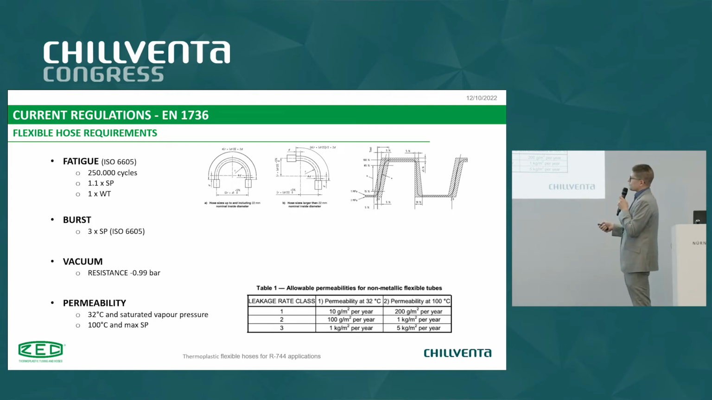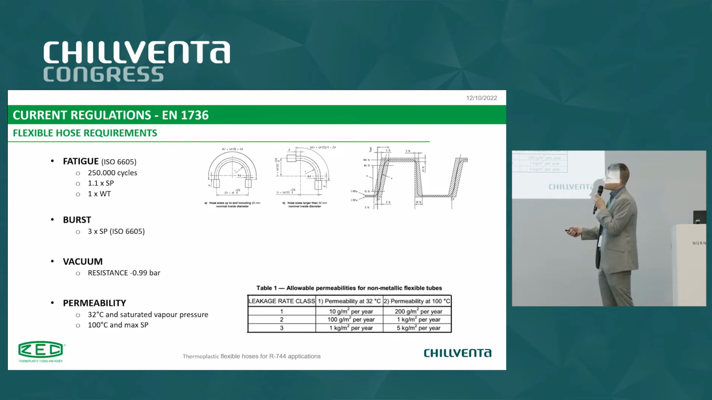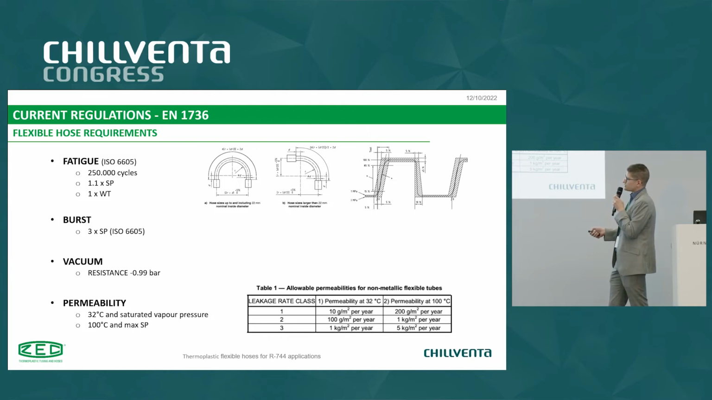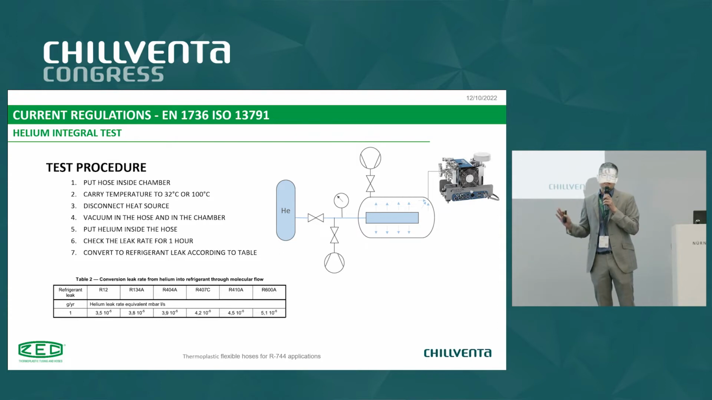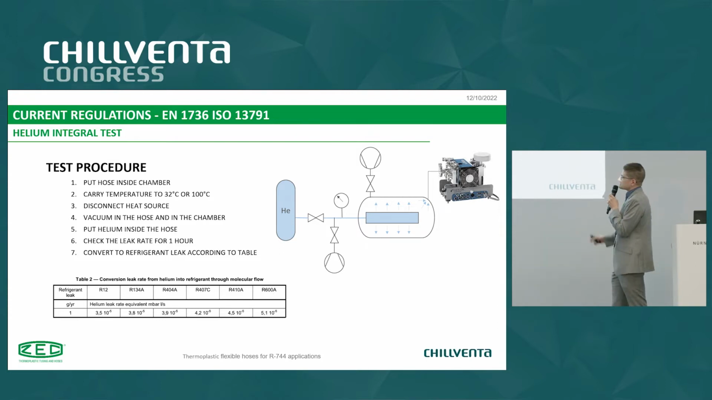So the standard requires 3 main classes. Class number 1 is the one with the lower permeability. And the standard requests to test the hose in 2 conditions: 32 degrees at the saturated vapor pressure, and 100 degrees at the maximum service pressure. So let's take a look at how the permeability is measured, because it's a key feature for this product. It's the so-called integral test performed with helium, widely used in refrigeration, also for heat exchangers, with an interesting addition to keep the product warm during the test.